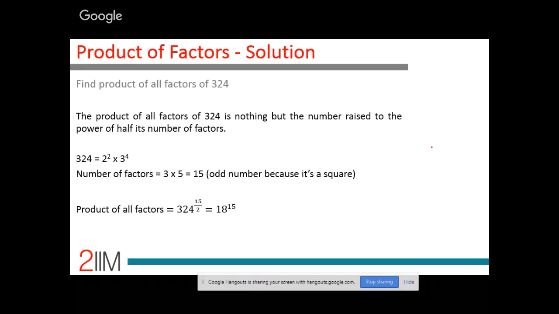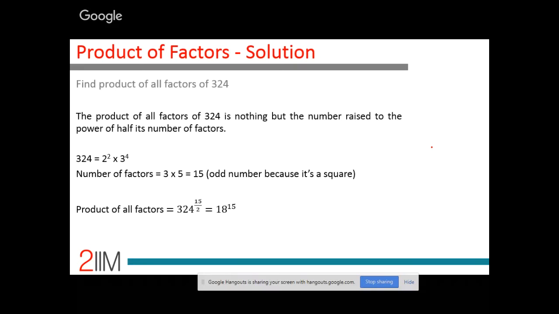What does this mean? Of these 15 factors, you can take 14 of them and pair them up, and you keep on pairing them up. Each pair will give us a product of 324. So the product of all of those is 324 raised to the power 7. At the end of it, we have an 18 left. So 324 power 7 into 18, which is 18 power 14 into 18, which is 18 power 15.